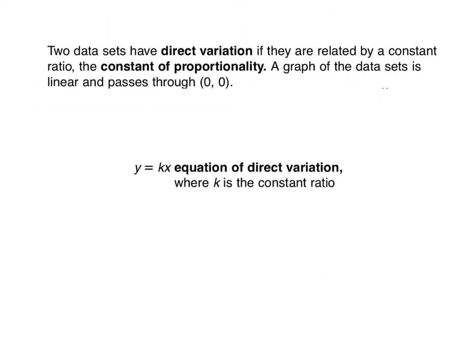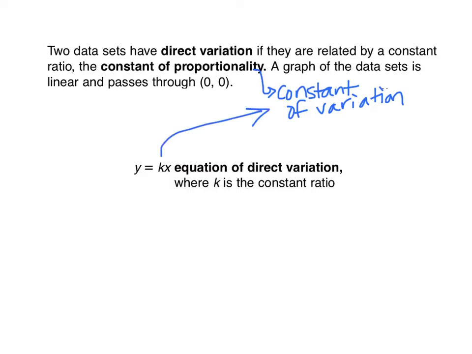So let's look at some definitions. Two sets of data have a direct variation if they are related by a constant ratio called the constant of proportionality or the constant of variation. The graph of the data sets is linear, makes a line, and always passes through 0, 0. And it's easy to see why it always passes through 0, 0 if you look at the basic equation of a direct variation. See that right here: y equals k times x. And k represents that constant of variation, or constant of proportionality.